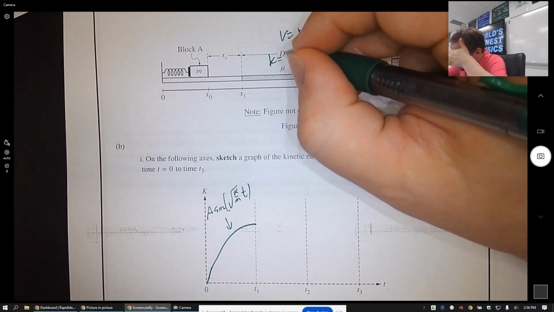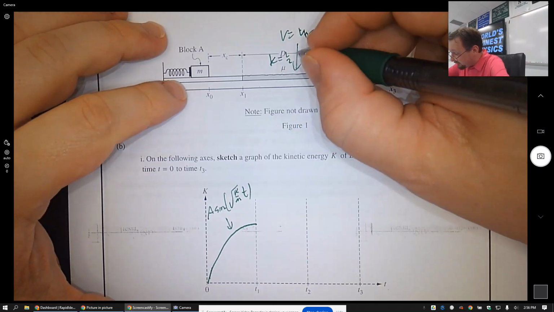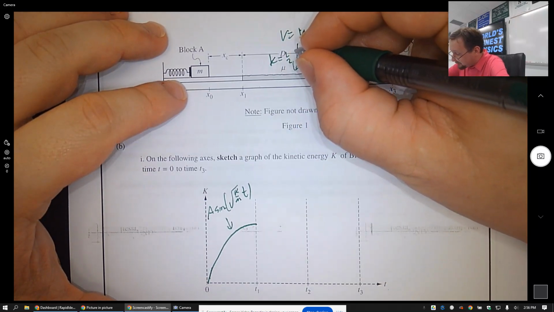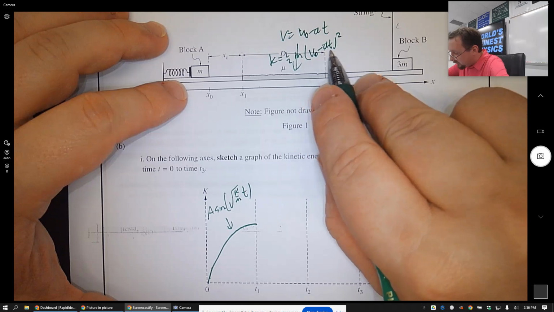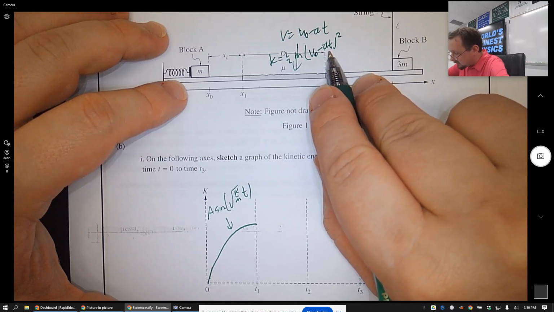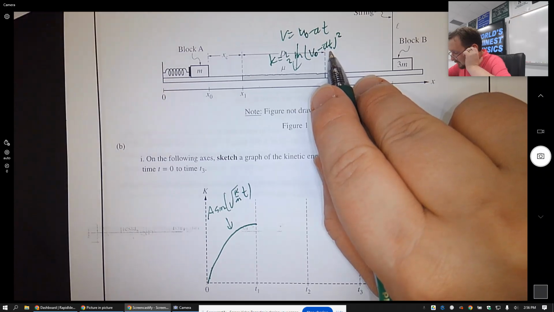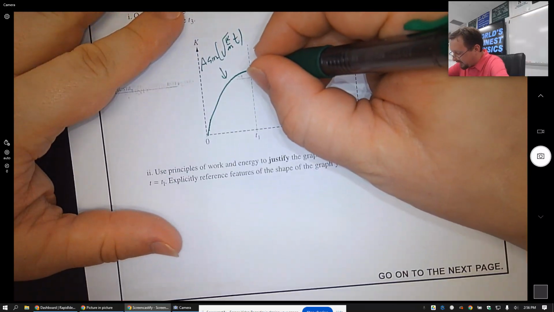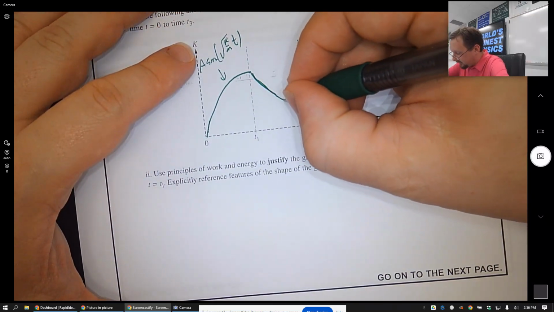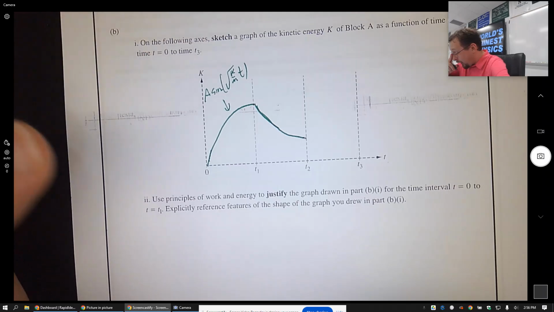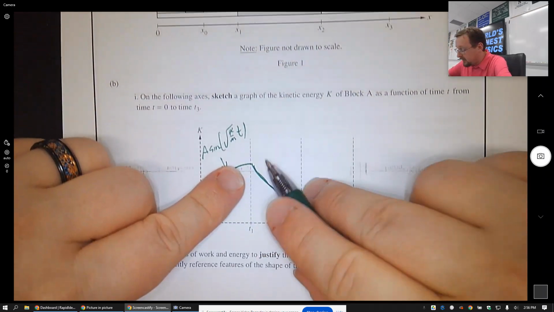So during this segment, it's going to be v equals v naught minus at, constant acceleration. So the kinetic energy is 1/2 m and then v naught minus at squared. So this is going to be a parabola, and the parabola is going to actually look like this. The parabola, I think, is going to look like that. Now, why am I saying that? Here, let me give you another reason.